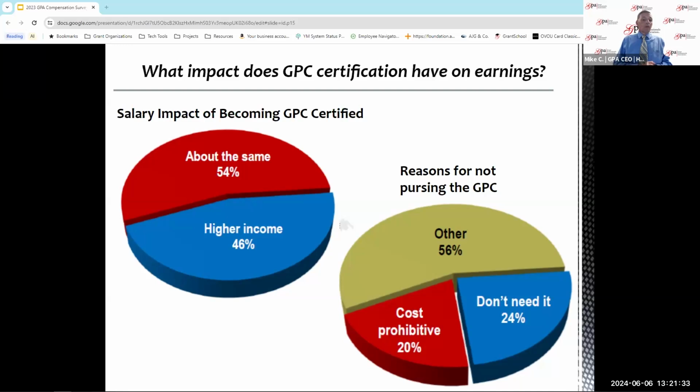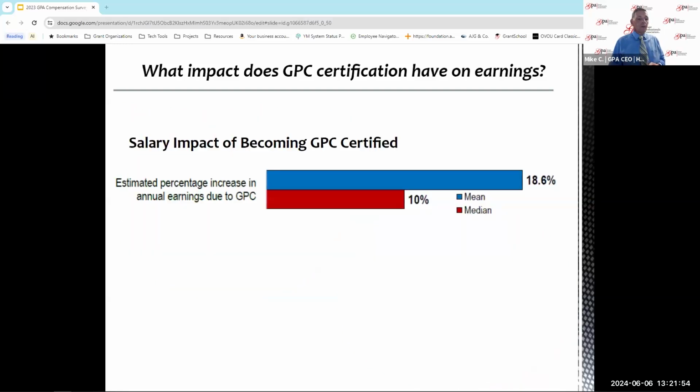In terms of why people don't pursue the GPC, the two largest categories are people felt they didn't need it or it was cost prohibitive. The other category comes to a whole list of stuff. And this information is shared with the Grant Professional Certification Institute as well. Again, this is the estimated increase in salaries based on having the credential. So individuals are split almost evenly, again, as before, about how much impact it has on their salary. But this gives you some information about what people perceive as their increase in salary from having the GPC.